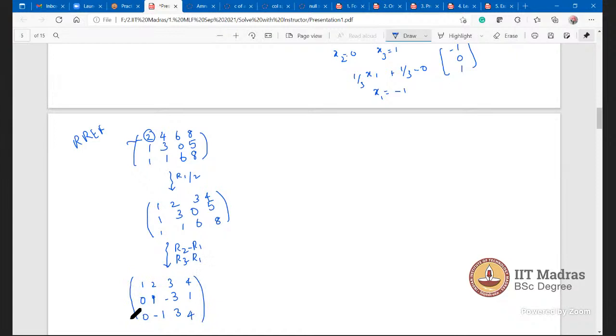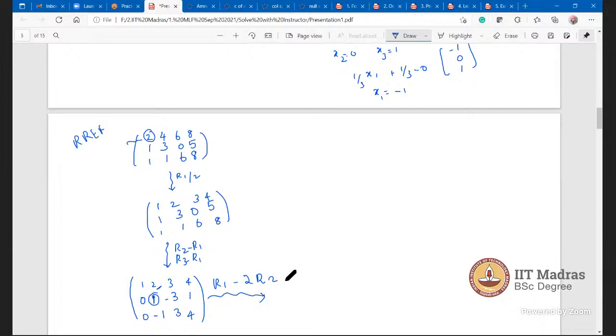Now I have reduced it, and we can see the pivot element here, in the second row, second column. For this pivot entry, the elements beneath and above have to be equal to 0. But if you see here, this element is not equal to 0. So before that, you can also make the top and bottom elements 0. So R1 minus 2 R2.